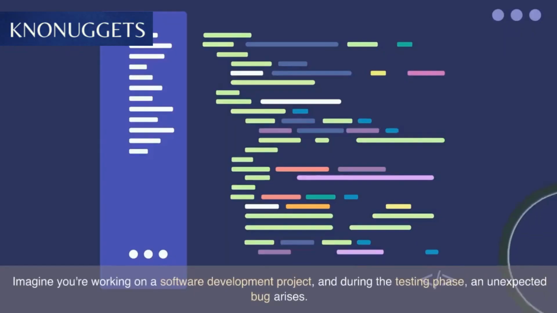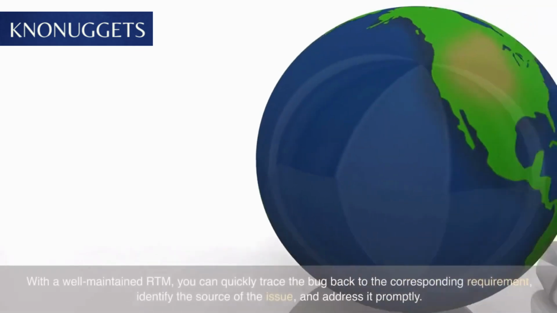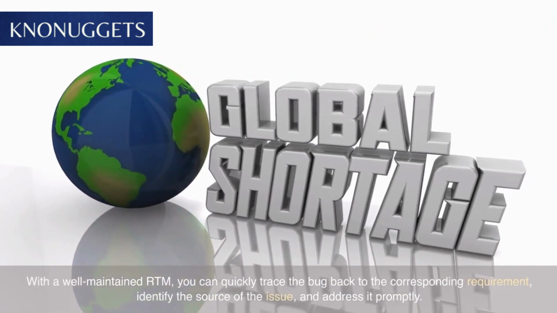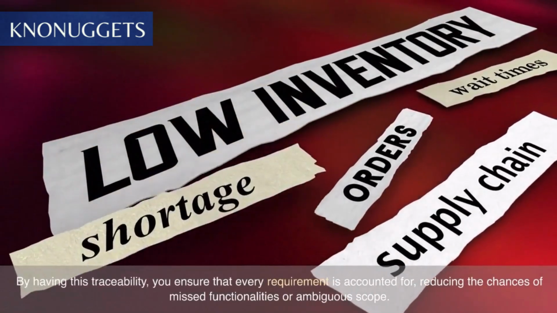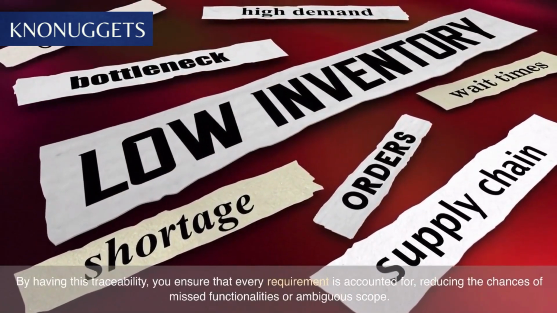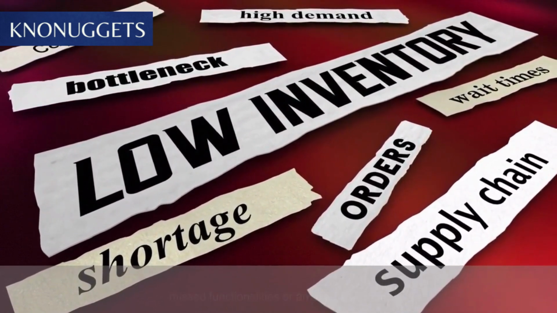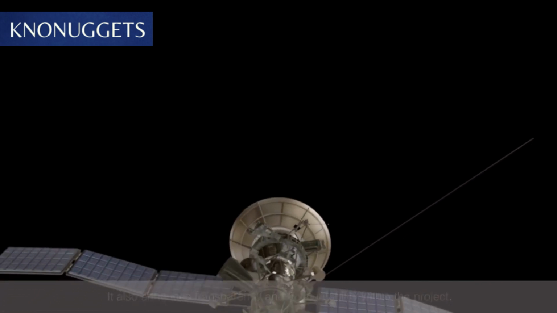Now, let me share a real-world example to illustrate the importance of traceability using an RTM. Imagine you're working on a software development project, and during the testing phase, an unexpected bug arises. With a well-maintained RTM, you can quickly trace the bug back to the corresponding requirement, identify the source of the issue, and address it promptly. By having this traceability, you ensure that every requirement is accounted for, reducing the chances of missed functionalities or ambiguous scope. It also enhances transparency and accountability within the project.